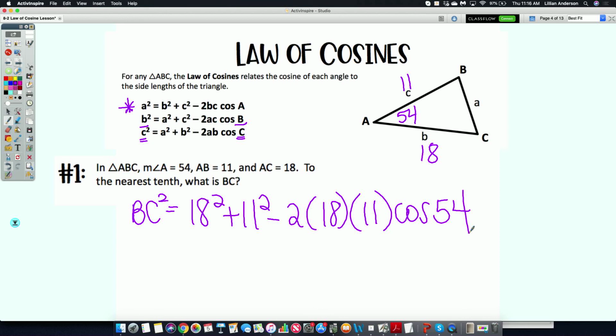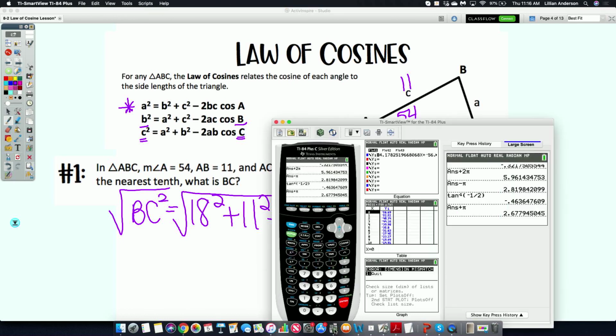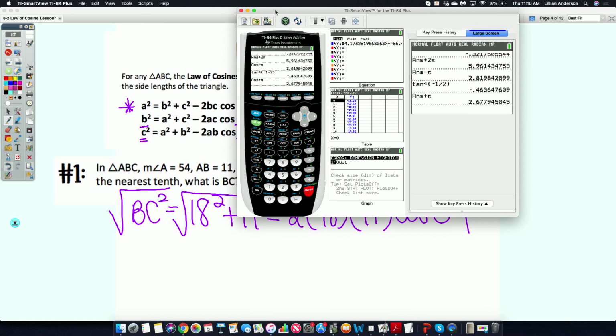And then to actually find BC, what am I going to have to do? Square root it. Okay, so really and truly, if I wanted to, I could do the square root of all of that. Or if you don't feel comfortable doing that, you can just do the whole line and then square root your answer. Okay? And then that's how we'll be able to find a side length.